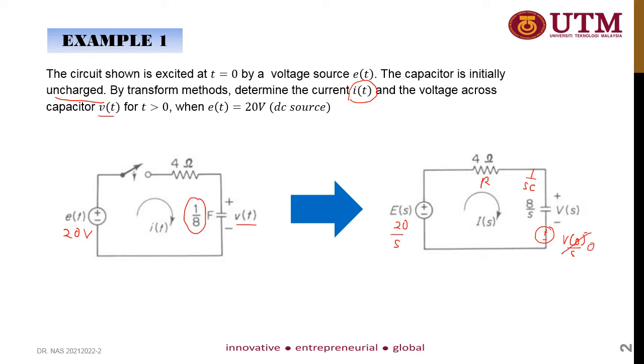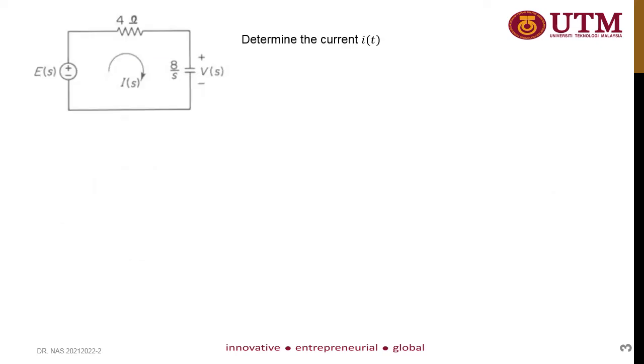So we can just simplify the circuit without any additional source, so we can remove this additional source. Then don't forget to convert the i as well. So i(t) becomes I(s) in the S-domain circuit. Okay, let's determine the current i(t).